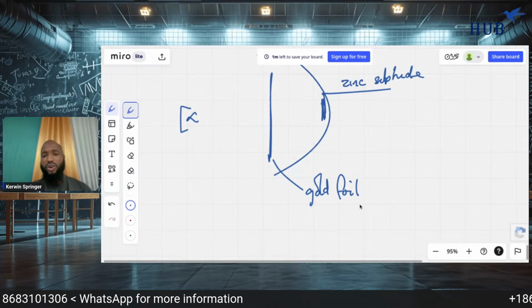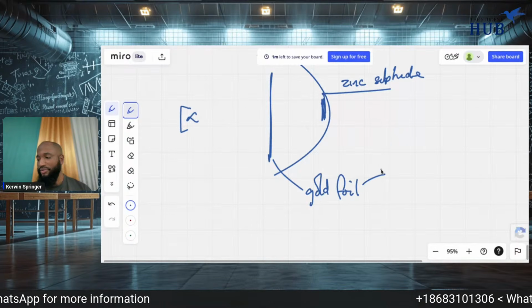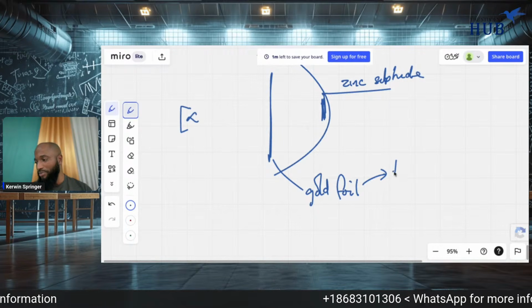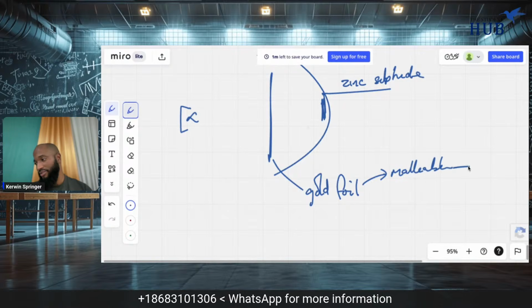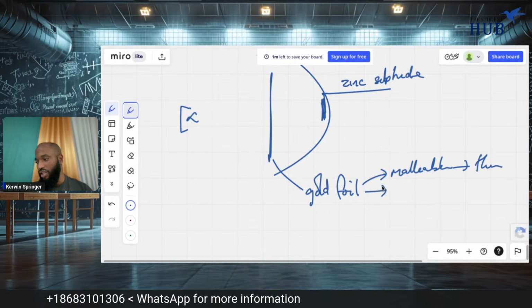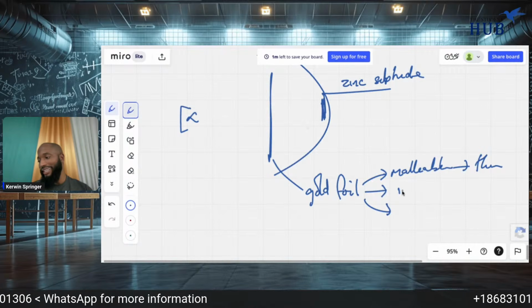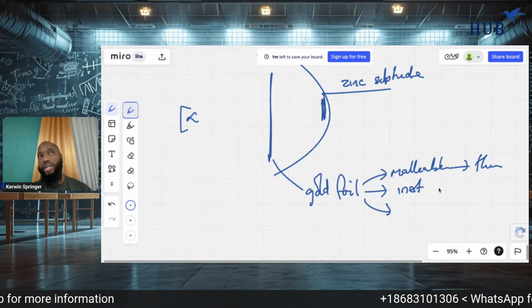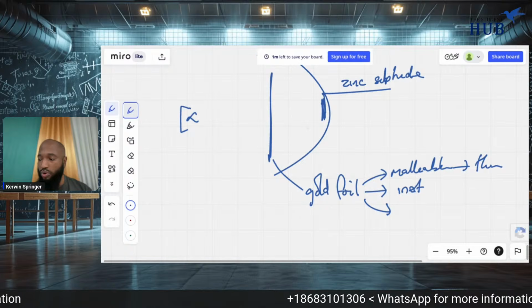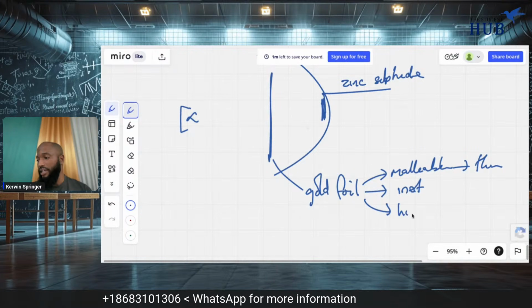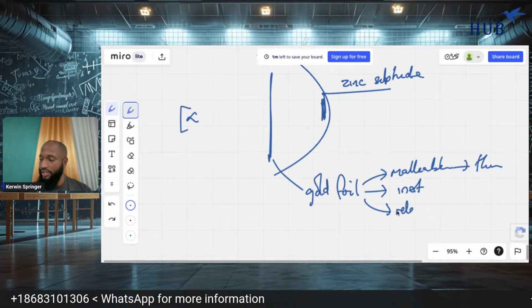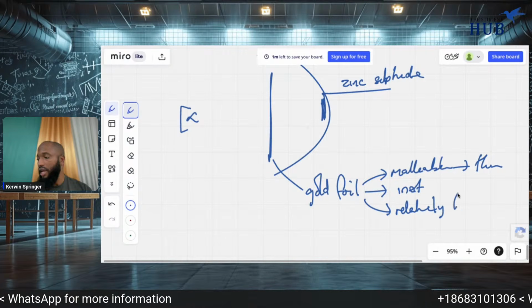Why do we use gold? Gold is malleable, so we can get it thin. There are two others. It's inert, so it doesn't react with anything else. So we show it's just pure gold there, and it has a relatively high atomic mass.